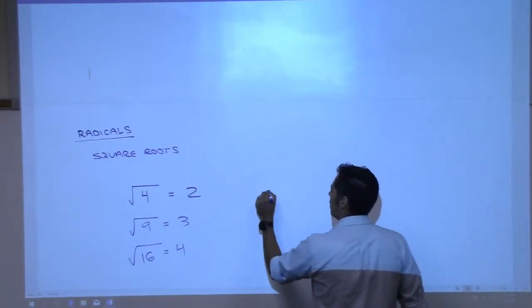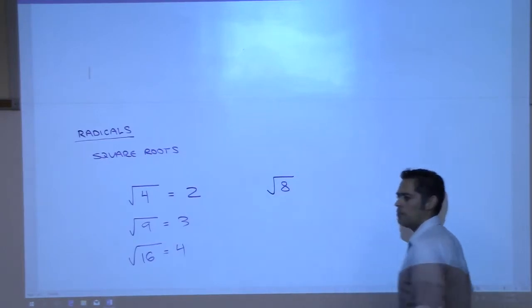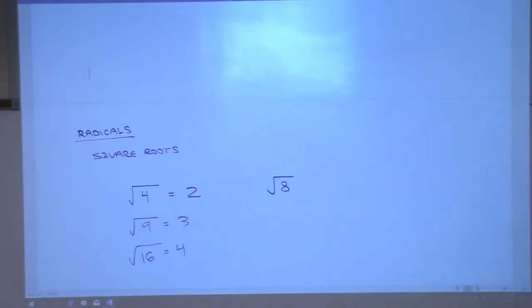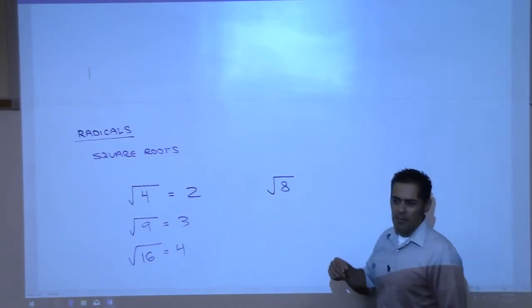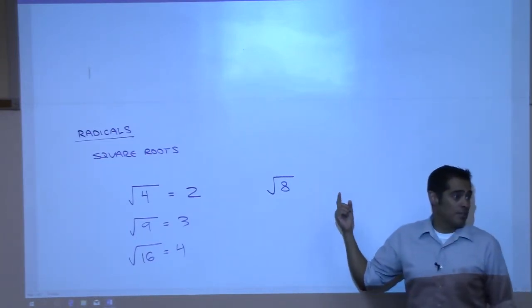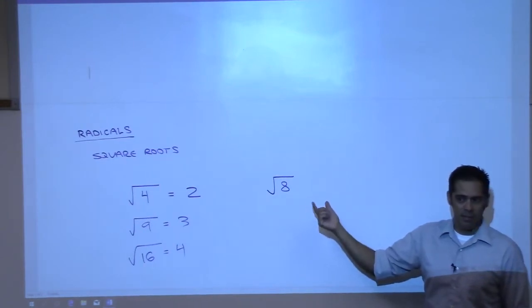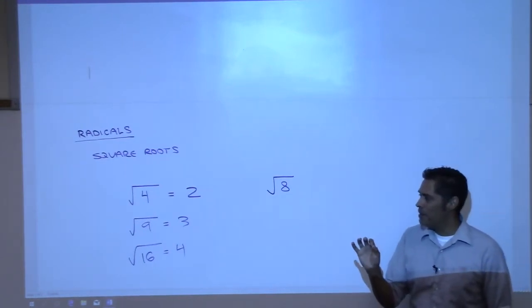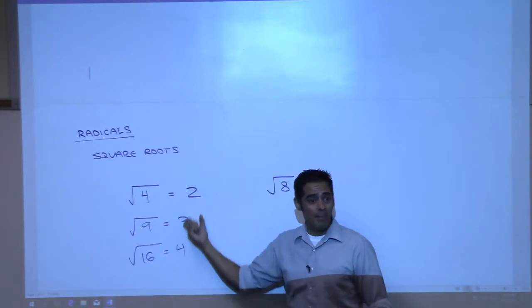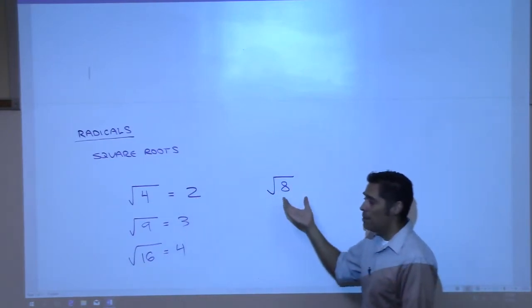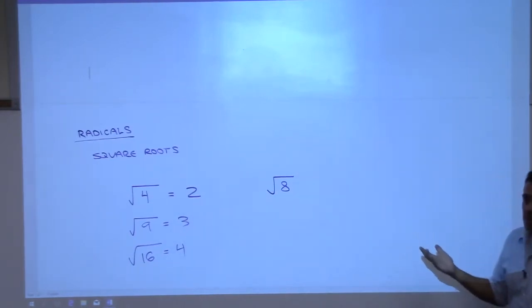But what about something like this? Square root of 8. You're not going to be able to just tell me what number I square to get 8, right? Because it's not an integer. It's not a nice number again, right? But there is some number that I multiply times itself and I get 8.